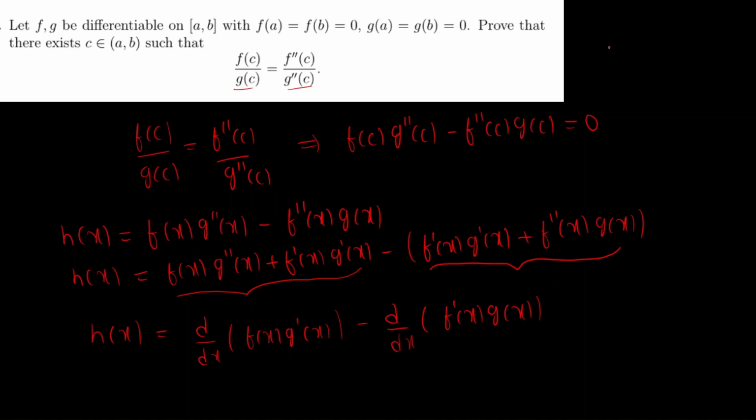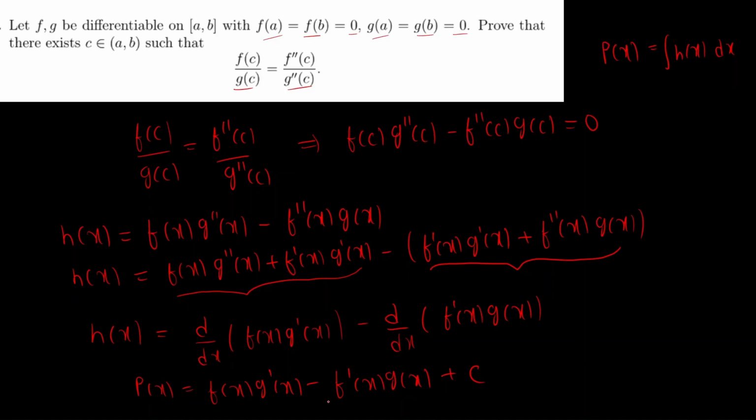Let's define a new function p(x) equal to the integral of h(x) dx. Now if I integrate on both sides, I will get that p(x) is equal to f(x) g'(x) minus f'(x) g(x) plus a constant of integration. Now let's see the boundary conditions. f(a) is equal to f(b) is equal to 0. g(a) is equal to g(b) is equal to 0.